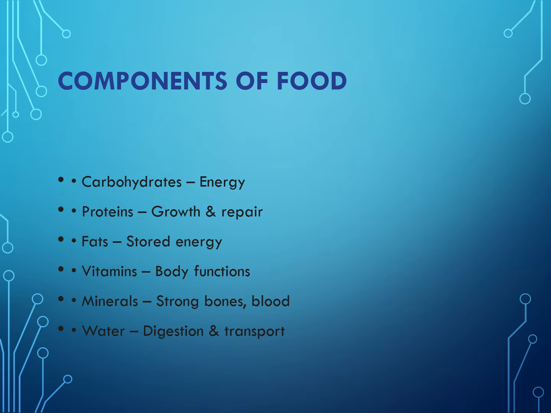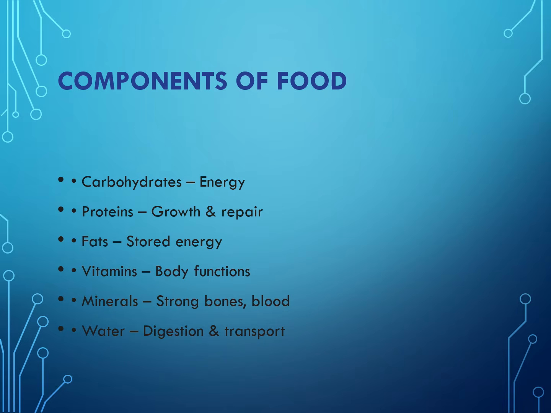Now in this slide, I want to tell you about the components of food. Like we saw in the leaves, proteins are there. So for each component, what is its importance for your body? Carbohydrates are for energy, protein is for growth and repair, fats store energy, vitamins are for body function, minerals are for strong bones and blood, and water is for digestion and transport.